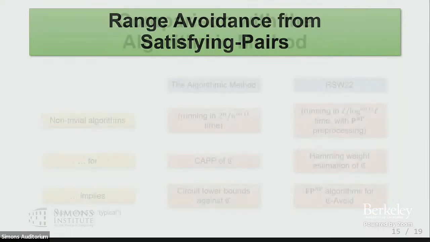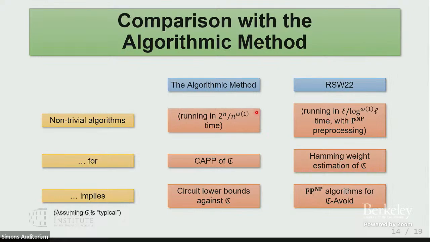Sorry, your conclusion in the last slide, does it imply circuit lower bounds? Could you say it again? Your conclusion at the bottom rightmost square, algorithm for range avoidance, does this imply circuit lower bounds? If you can implement a traceable generator in this class C, like a traceable generator for another circuit class, then it implies circuit bounds. Does this answer your question?